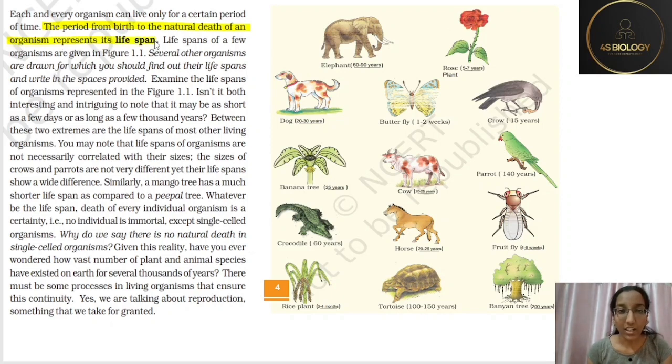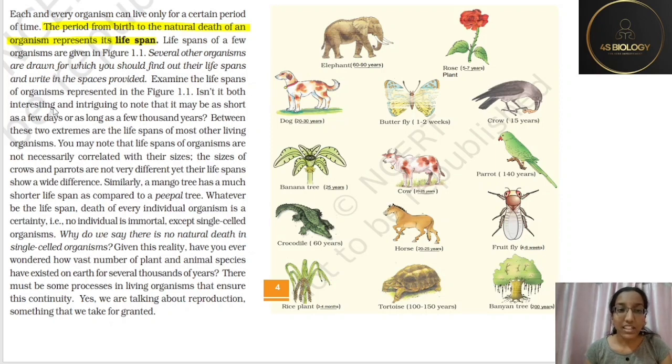From birth until death, that time is called your lifespan. Okay. Lifespans of a few organisms are given in this figure. Several other organisms are drawn, for which you should find out their lifespans and write it in the spaces provided. Examine the lifespans of organisms represented in figure 1.1.